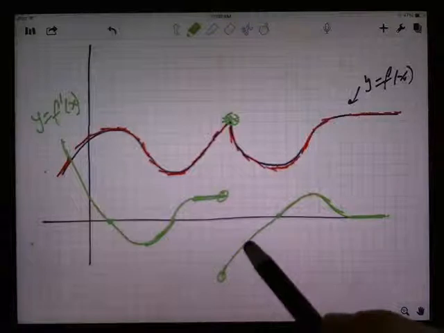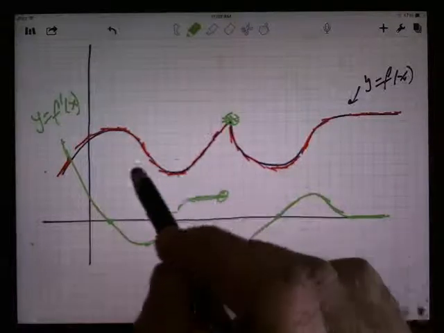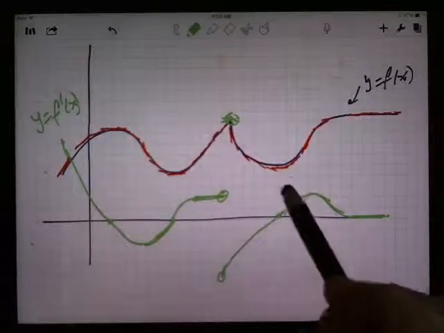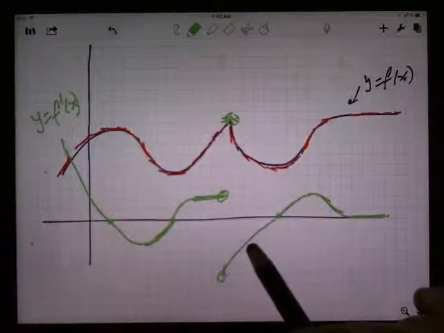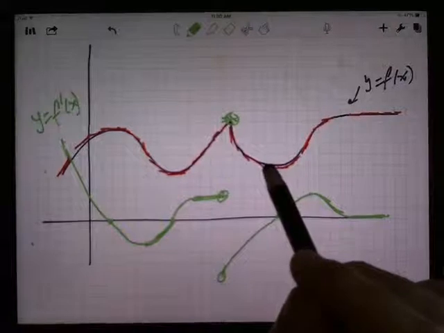The green function is the derivative of the red function, now that I've got all those little tangent lines drawn. The y values of this derivative are telling you the slopes of the original function.